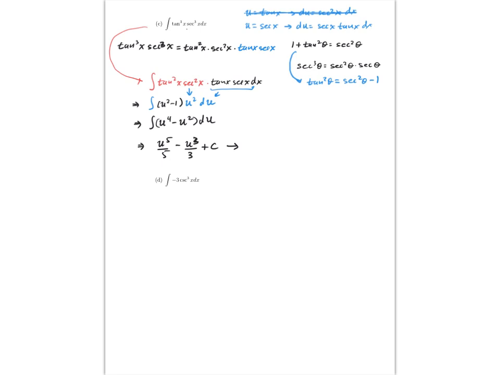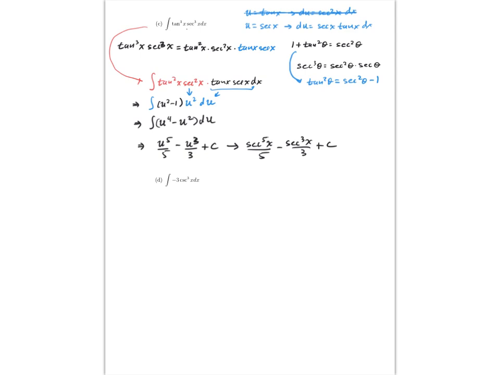And if you change everything to x, this will be secant to the 5th x over 5 minus secant cubed x over 3 plus c. Okay, now let's move to part D. This is probably the longest question that you've done so far. You'll see why in a little bit if you don't use any integral tables.